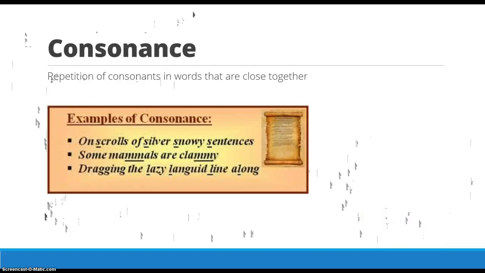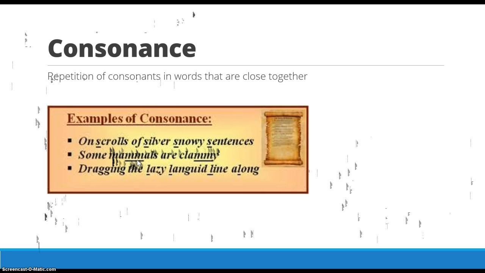Great. Let's talk now about consonance. So consonance is repeated consonants in words that are close together. And I found 3 examples from our friend Google Images. And you can see in these examples here, in the first one we have the repeated S sound, S being a consonant, meaning not a vowel, it's repeated, hooray. In the second example, we have the repeated M sound in mammals and clammy. And then in the last one, we have the repeated L sound in lazy, languid, line, and along.